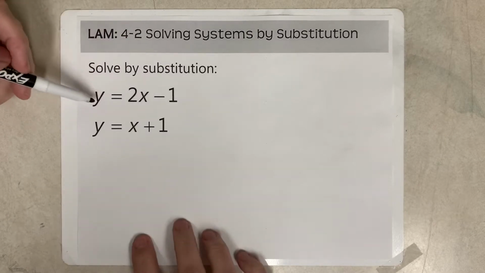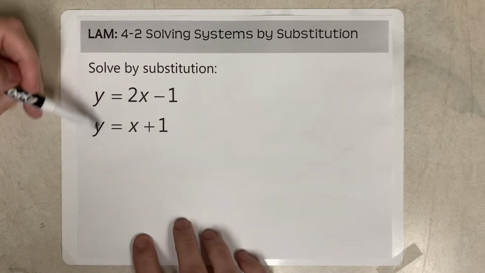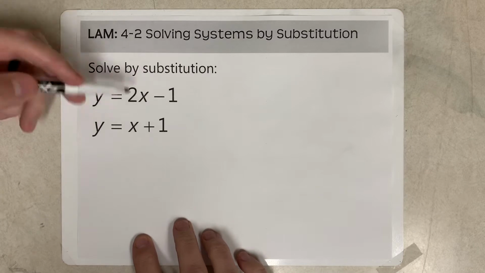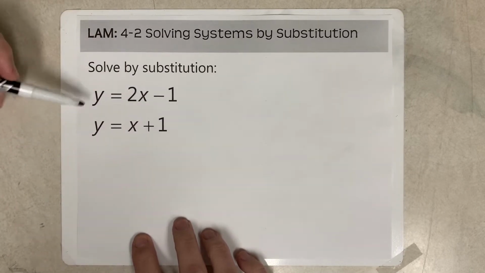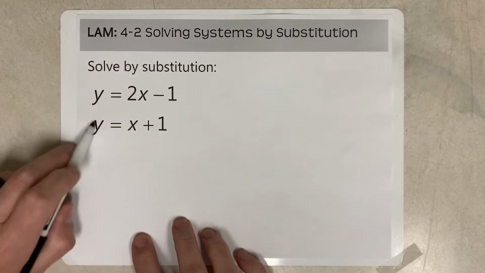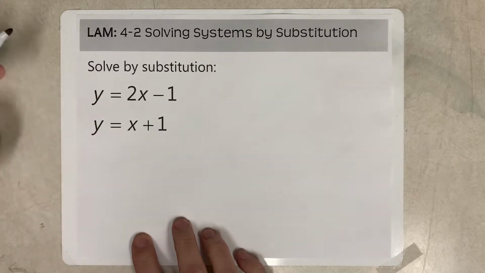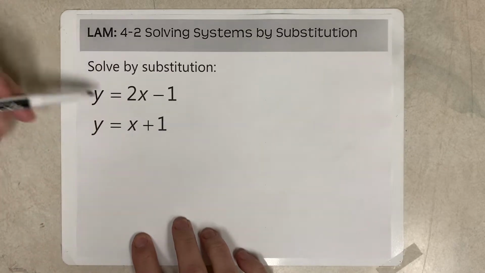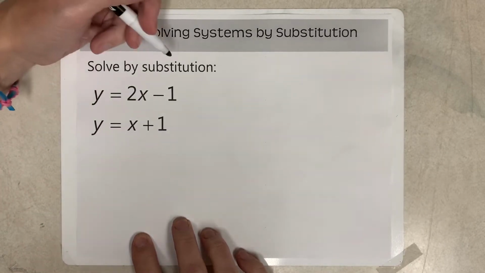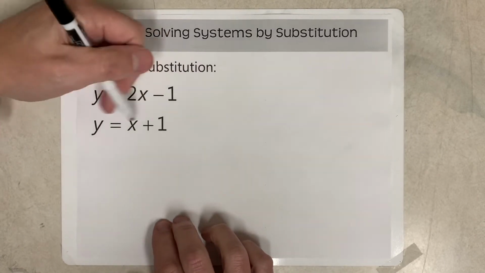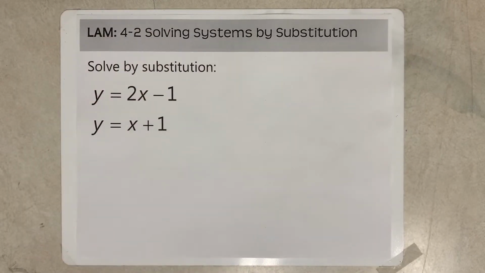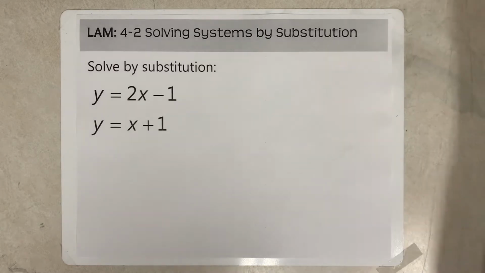This one right here, the system, both equations are in slope-intercept form. When this happens, by substitution, if y is equal to this and y is also equal to this, that means these two right-hand sides are equal to each other. What we do is set these two right-hand sides equal to each other and solve for x, because we want one equation with one variable in it, not two.